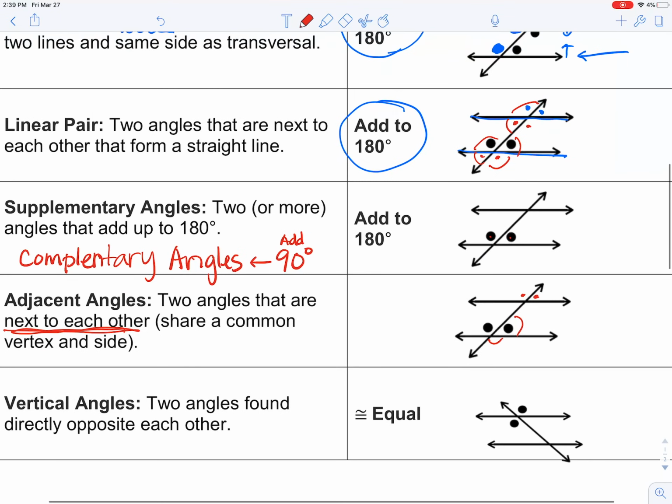And then our last word for today is vertical angles. And those are two angles that are directly opposite each other. So I'm identifying more pairs on our sheet. And these two are also vertical. And the important thing about vertical angles is that they will always be equal.